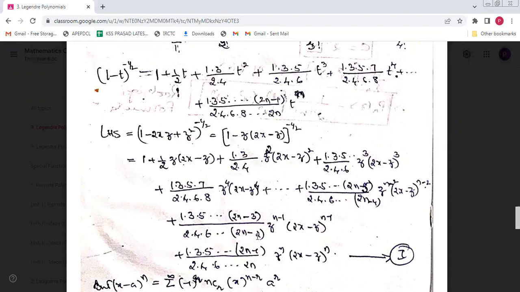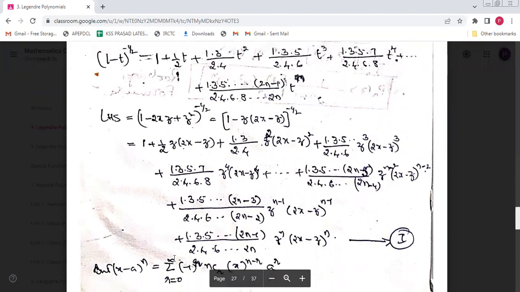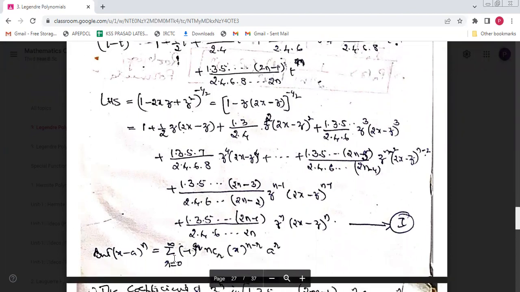2n minus 2 times z power n minus 1 times (2x minus z) whole to the power of n minus 1, plus 1 into 3 into 5 into etc., 2n minus 1 divided by 2 into 4 into 6, etc., 2n times z power n into (2x minus z) whole power n.